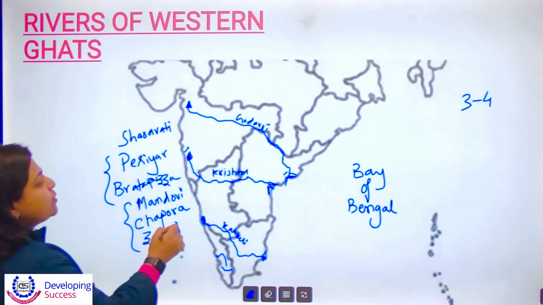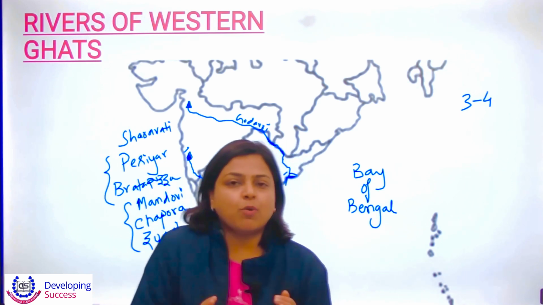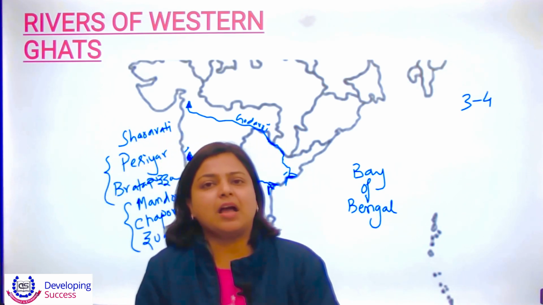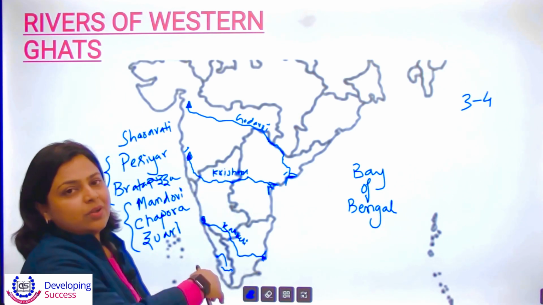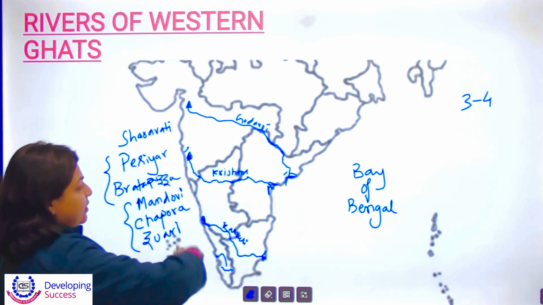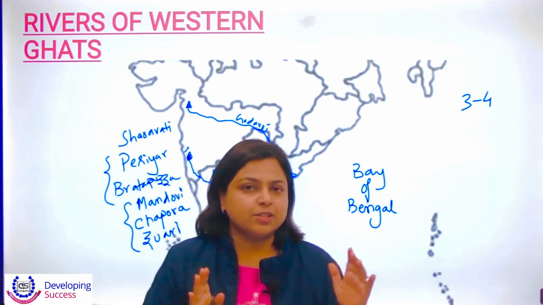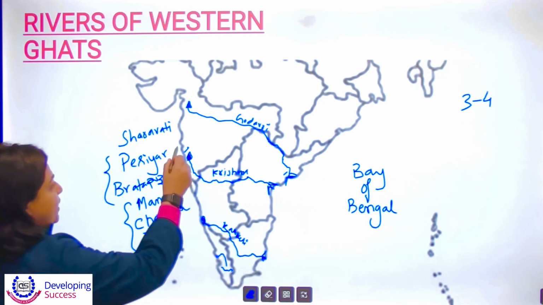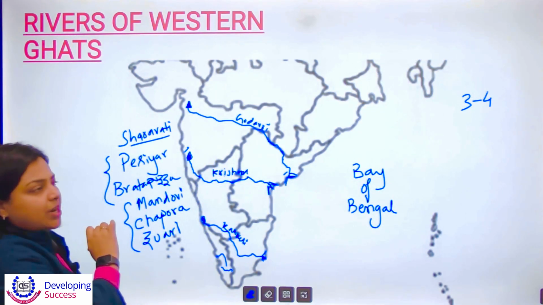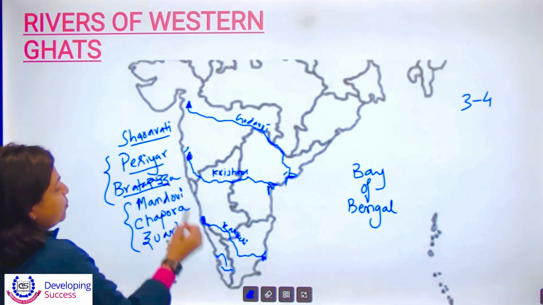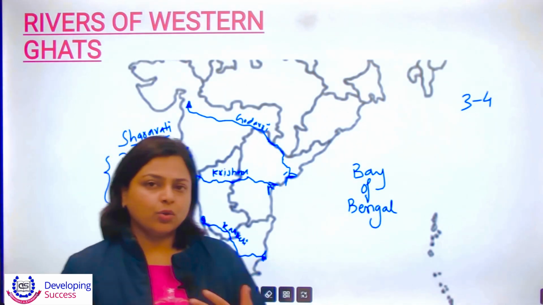So these are very small rivers. I can't even draw these rivers on the map because they're very small. They're coming from the Western Ghats. Their source is the Western Ghats, but they drain down in the western coastal plain into the Arabian Sea. The courses of these rivers are very small, and that is why I cannot draw them here. So I have named them. In Karnataka we have Sharavati, Periyar and Bharatapuzha in Kerala, and Mandovi, Chapora, Juari in Goa.